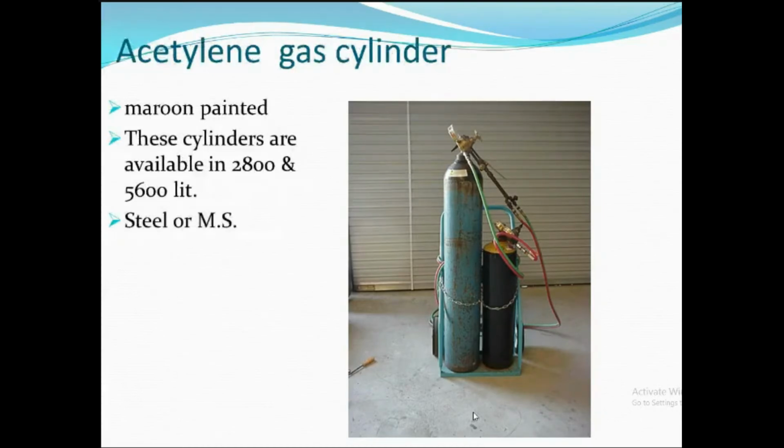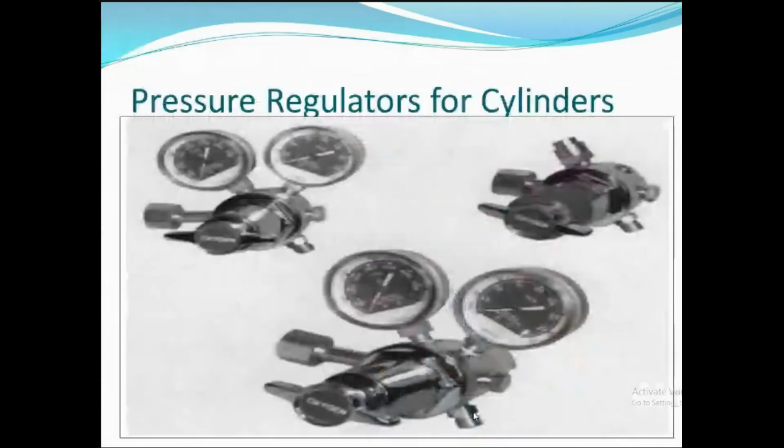Now see the figure of your acetylene gas cylinder, maroon painted. These cylinders are available in 2800 and 5600 liters. Steels or mild steels are generally preferred for making the acetylene gas cylinder. These are the different pressure regulators we generally use while we have to supply the oxygen or acetylene gases for doing the welding processes.